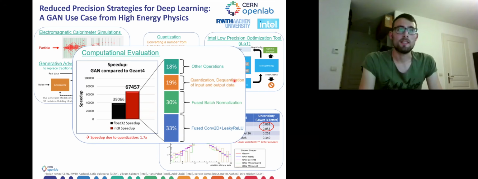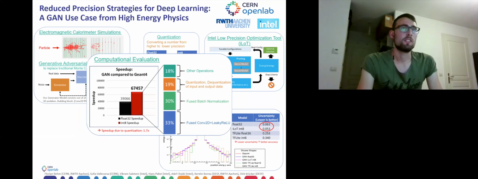And due to quantization, we have to quantize the input data from floating point 32 to integer 8 at the beginning of our model, and we have to dequantize the output data from integer 8 to floating point 32 at the end of our model. And these processes alone already cost us around 20% of our computation time.